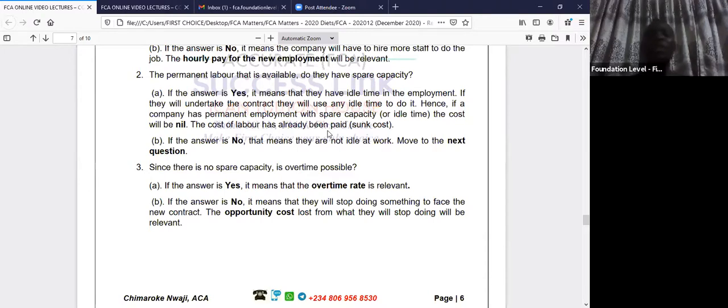Oh, sir, if I stop, we're going to lose money. We're going to lose contribution. Yes, I know we're going to lose contribution. That contribution we are going to lose is an opportunity cost for doing the contract at that time. So you do the contract at that time, you spend 4 hours. How much contribution will you lose for not doing your normal job for 4 hours? That's the opportunity cost. That is relevant. That opportunity cost you are going to lose is relevant.